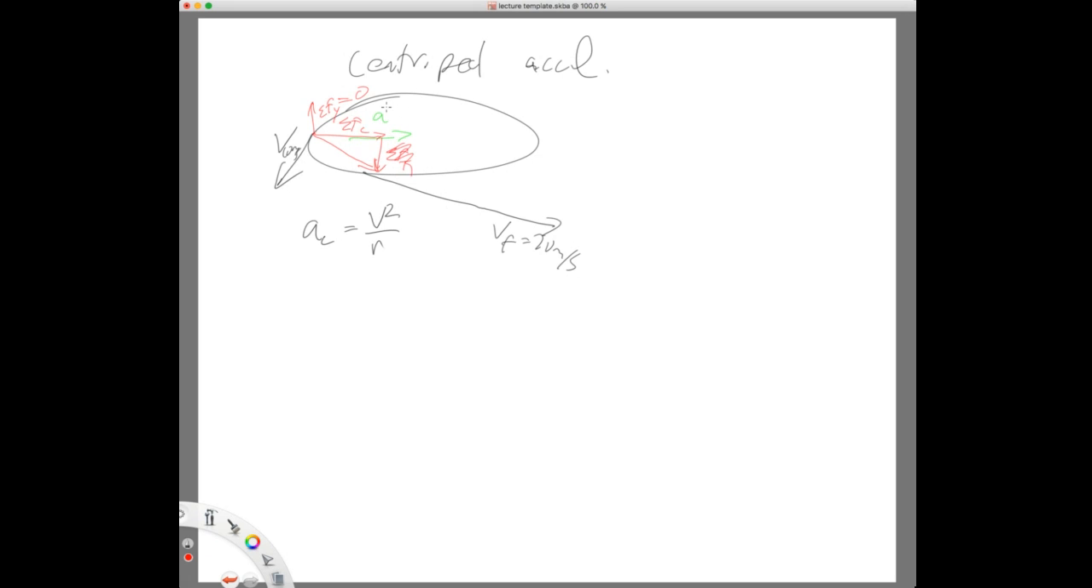So last time we talked about a car going around a circular track and using friction to keep on the track. And so we said we have the net force centripetal equals m times a centripetal. And in that case, we had only friction.